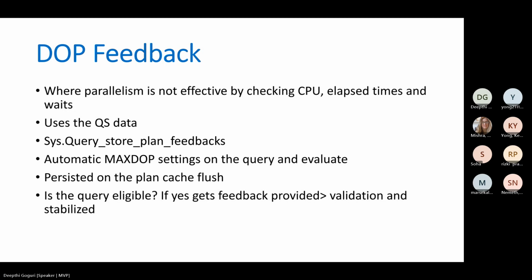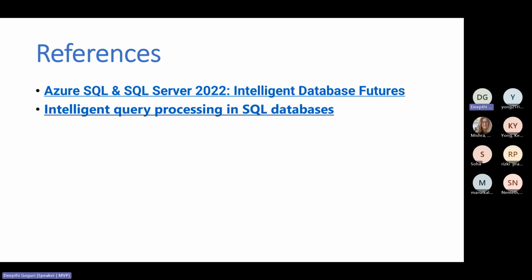You can grab this DOP feedback value even from the extended events. It will clearly show on every query whether the DOP feedback is currently being validated, whether it is in the evaluation or validation phase, or if it is a stabilized one. And yes, I think I covered all of the intelligent query processing features which are in SQL Server 2022.